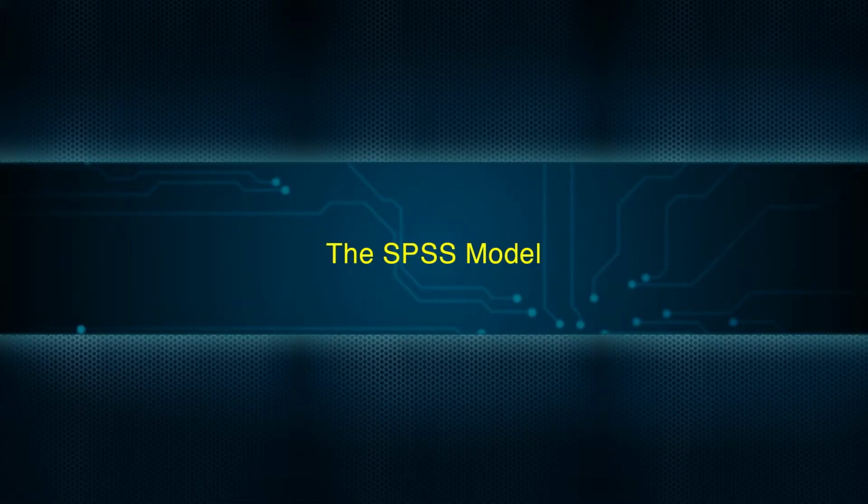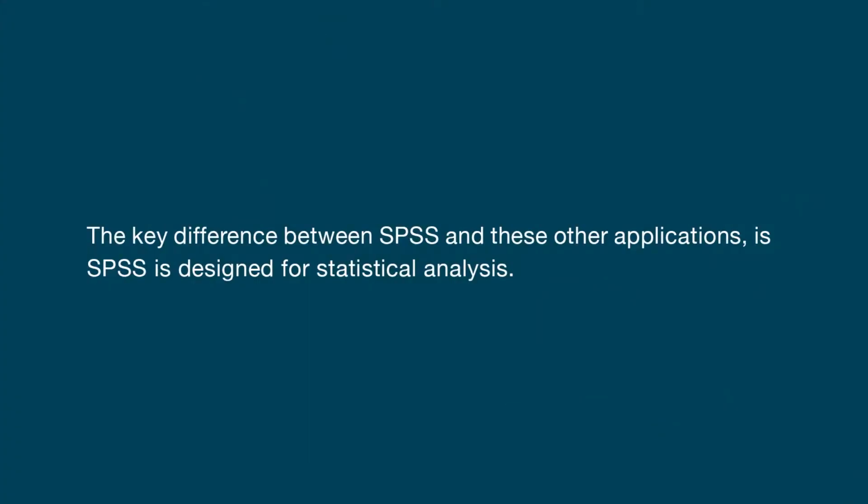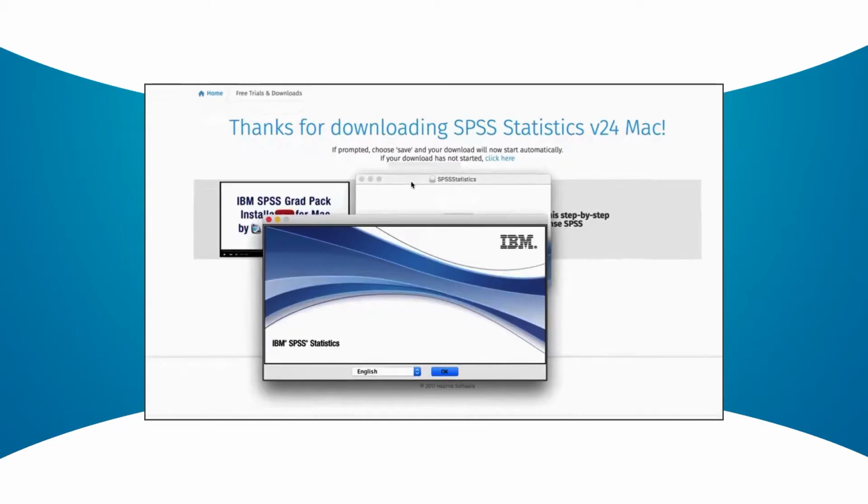The SPSS model. SPSS has similarities to both spreadsheet applications and databases. SPSS requires you to create a database and then perform statistical manipulations with the data. The key difference between SPSS and these other applications is SPSS is designed for statistical analysis. Thus, it has far better and more efficient statistical capabilities than most spreadsheet and database applications. Analyzing data with SPSS is relatively easy.